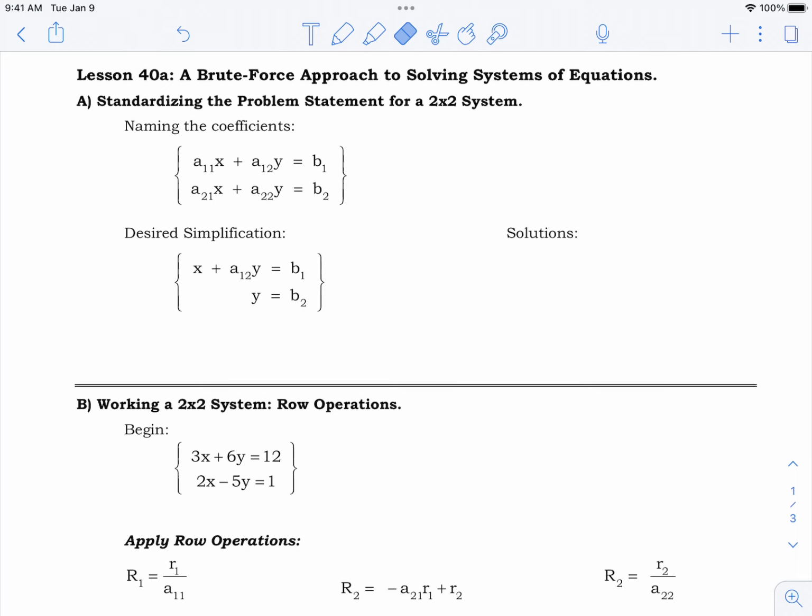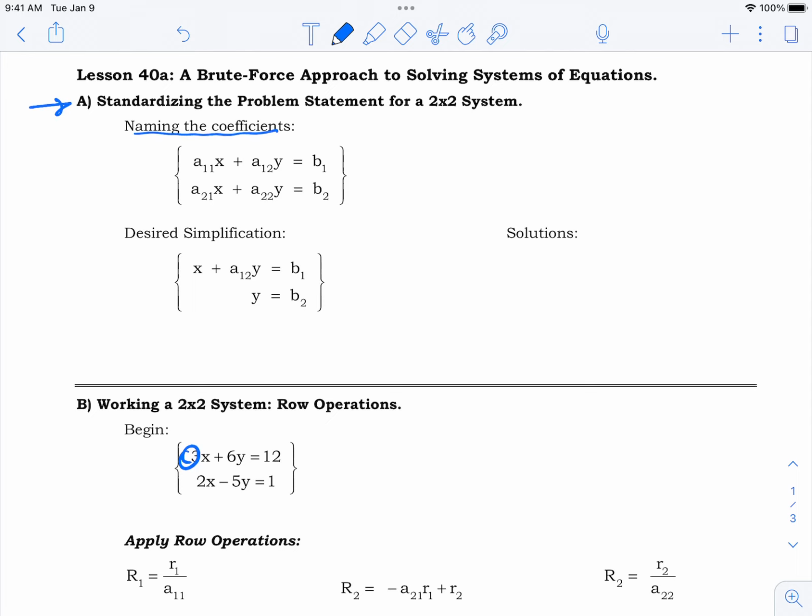Okay, so the first thing we want to do is standardize the problem statement. In other words, usually we're going to have some specific example that we want to solve. I want to solve that particular system, the 3x plus 6y equals 12, and so on. Well, in order to talk about a general system, where these numbers could be 3, 4, 5, 6, negative, whatever, we want to give these coefficients names. So here's our naming convention, naming the coefficients.